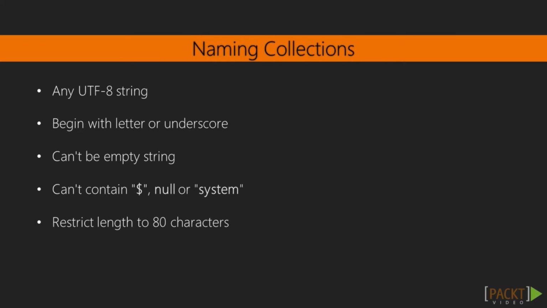There are some restrictions when naming your collections. Collection names can be any UTF-8 string. The name of the collection should begin with a letter or an underscore. It can't be an empty string. It can't contain a $ sign or null characters or have "system." in it. For maximum flexibility, you should restrict the length of the name to less than 80 characters.